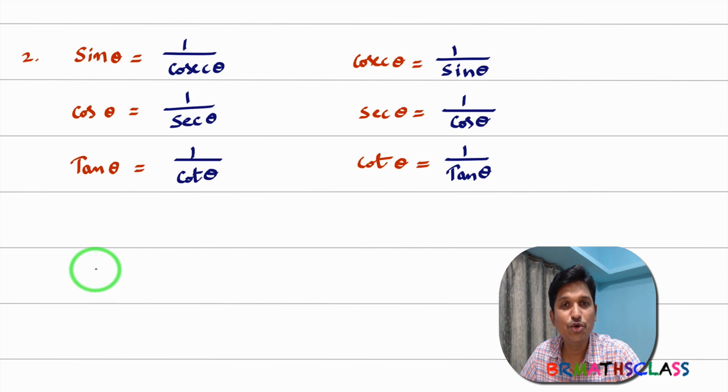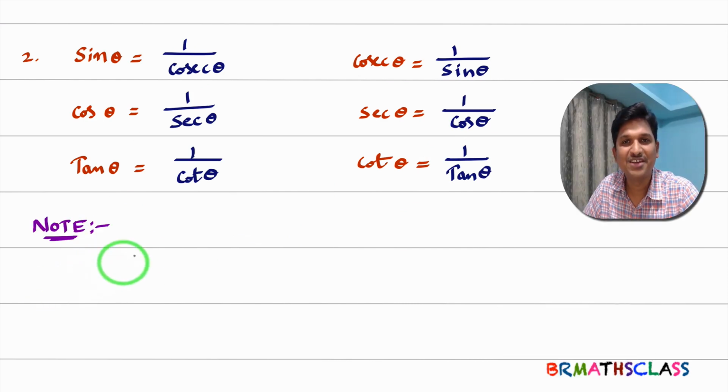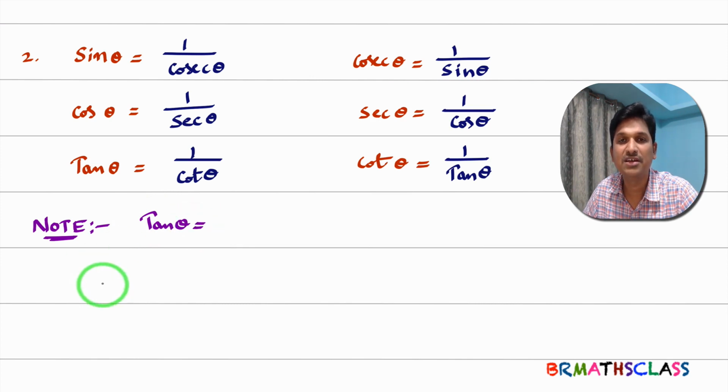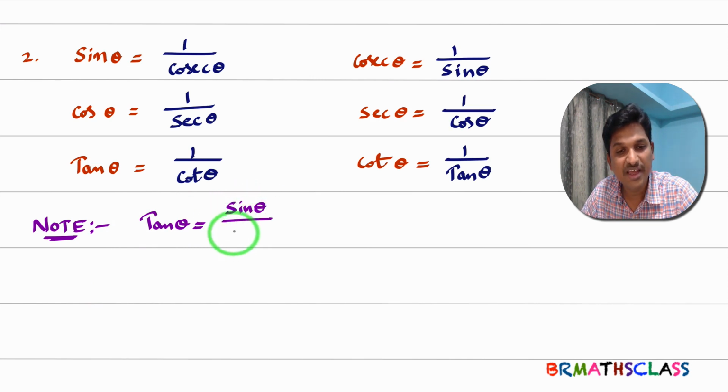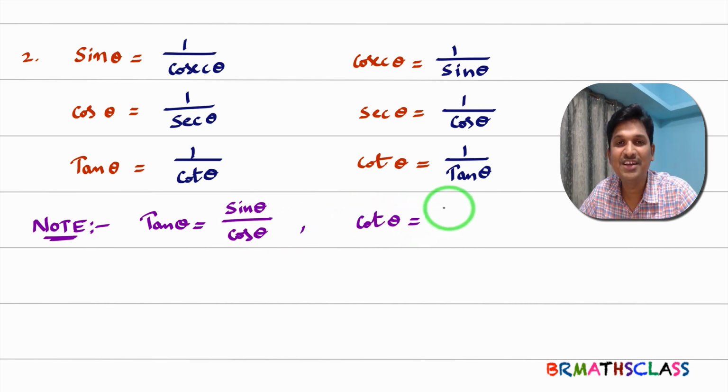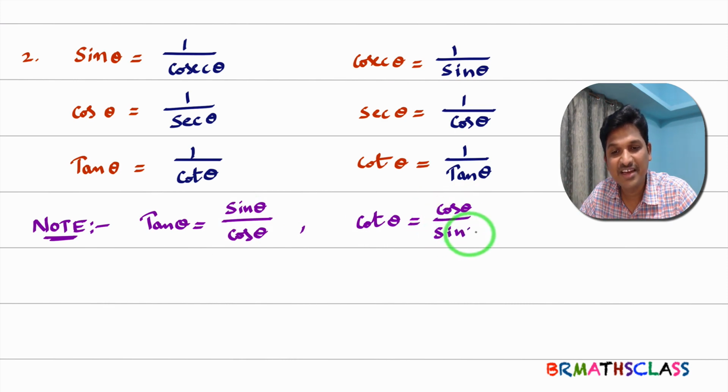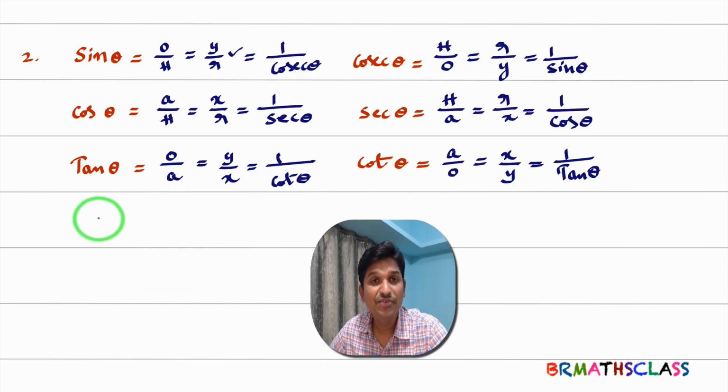Here you need to note a point. What is that note point? Tan theta is 1 by cot theta. Tan theta can also be written as sin theta divided by cos theta. And similarly, cot theta can be written as cos theta divided by sin theta. So we learned 2 sets of formulas in trigonometry till now. Now we will see the third set.